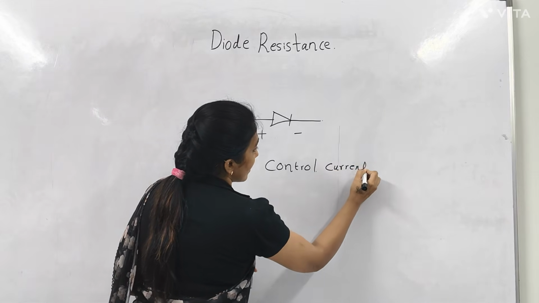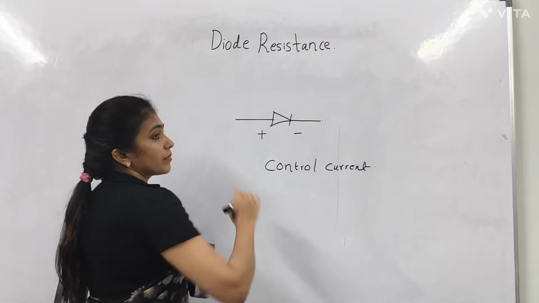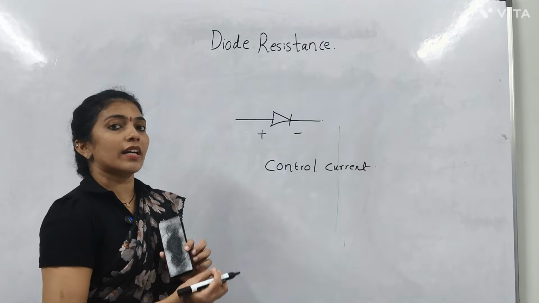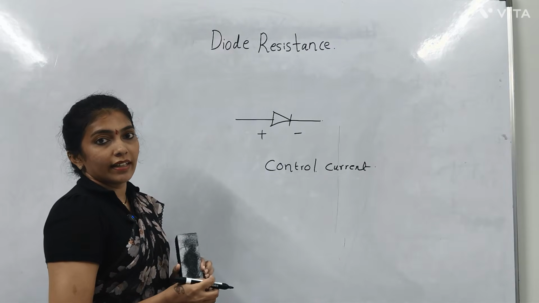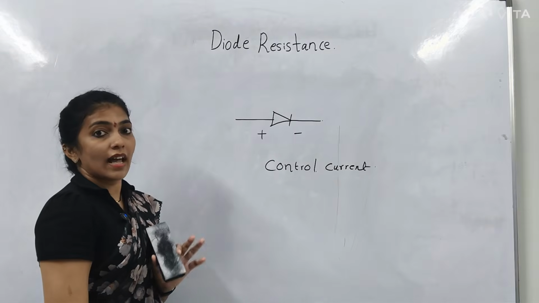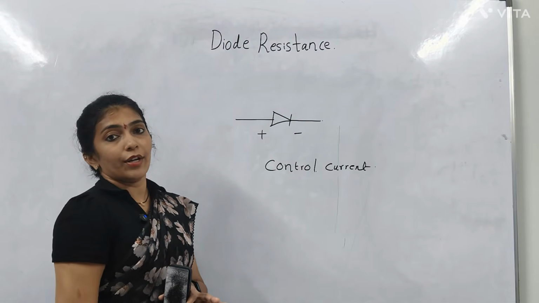Controlling the current means it has a feature like a resistor. You already know the function of a resistor is to control the current. So a diode is also controlling the current. That is why a diode has some resistance. That resistance is called the resistance of a diode.